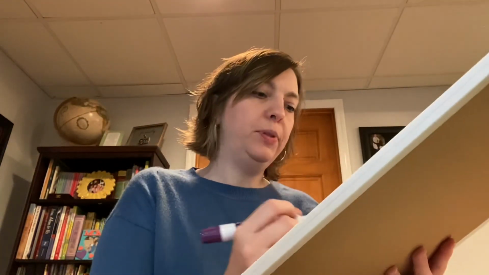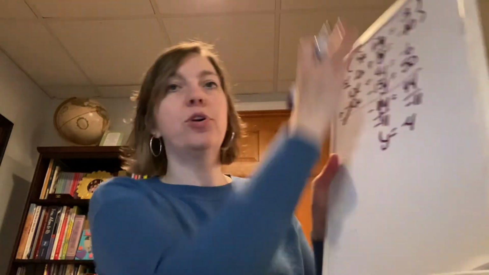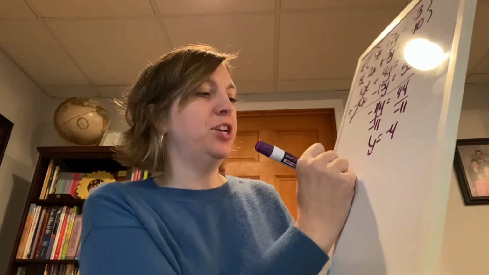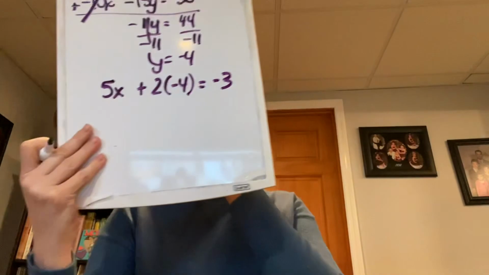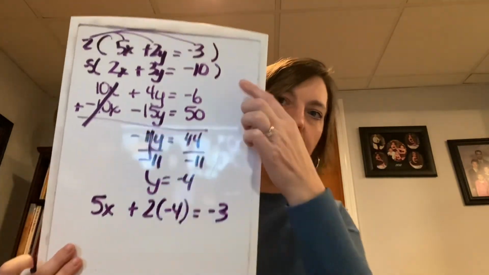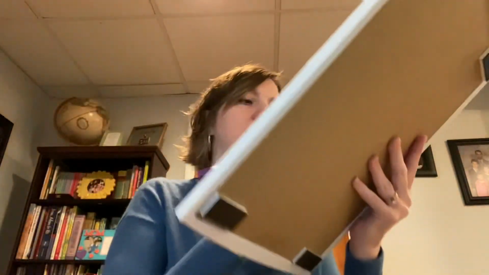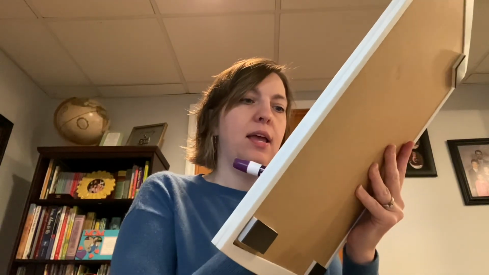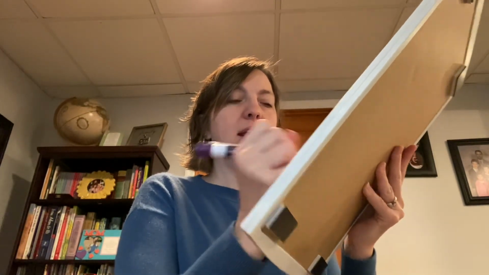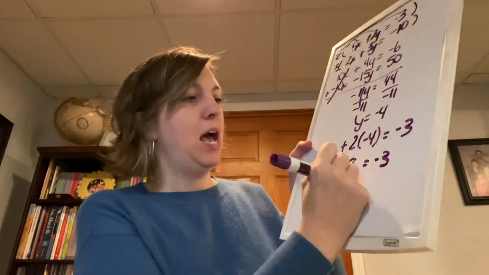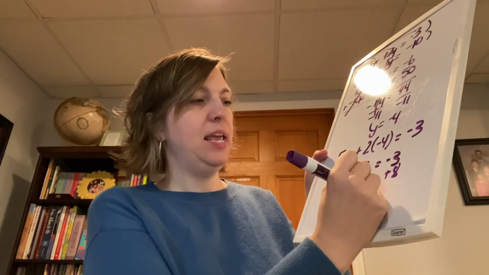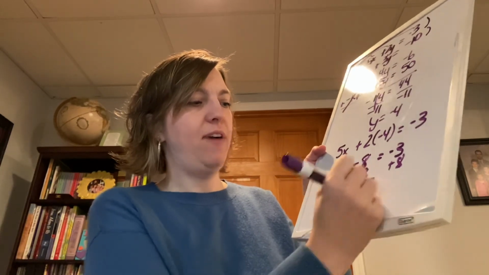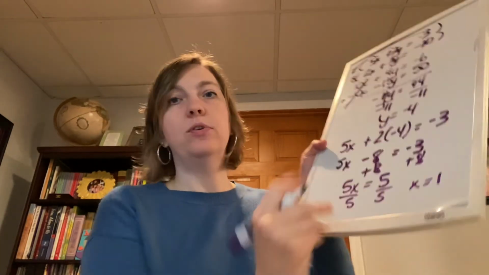All right, so I'm plugging that in. If y equals -4, choose any equation. I usually just always go with the top one. So 5x plus 2 times -4 equals -3. So I just rewrote the top equation and I solve for that. So 5x minus 8 equals -3. Again, watch your signs. I'm going to add 8. So 5x equals 5. Divide through by 5, x equals 1.